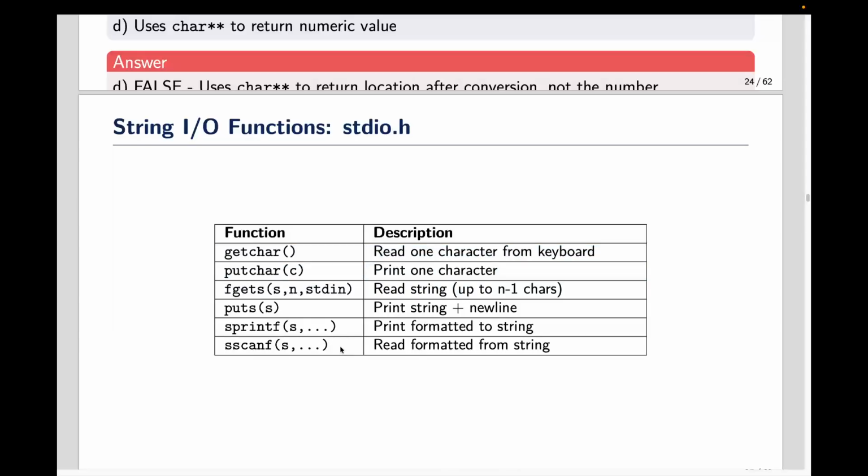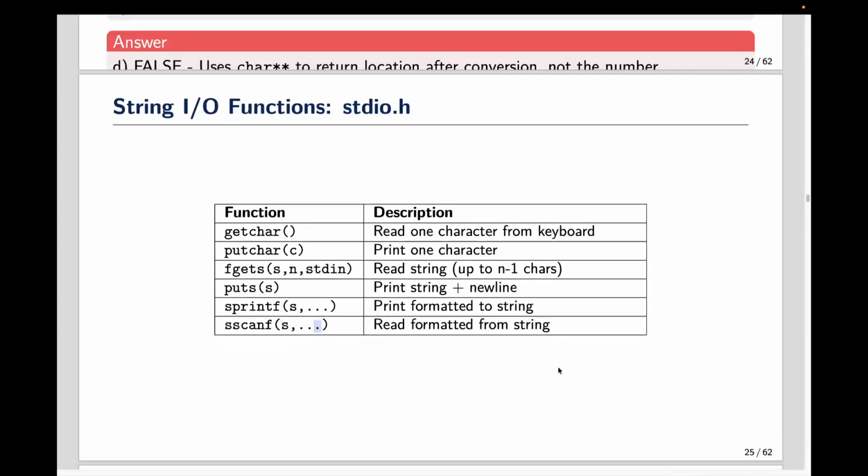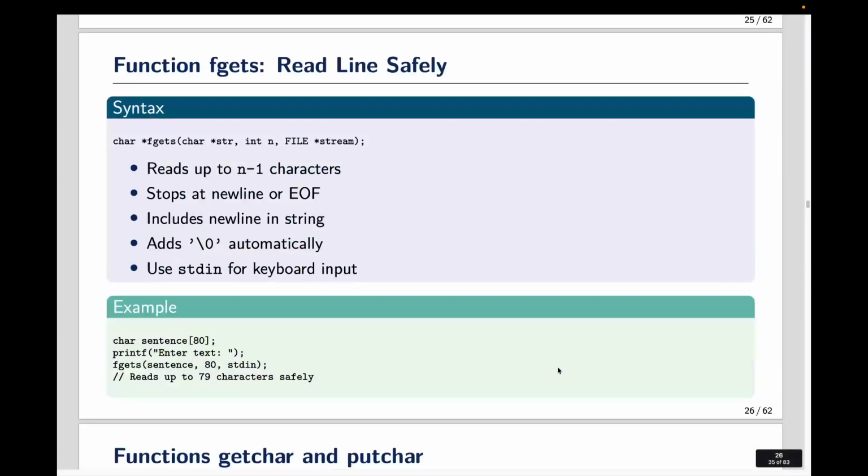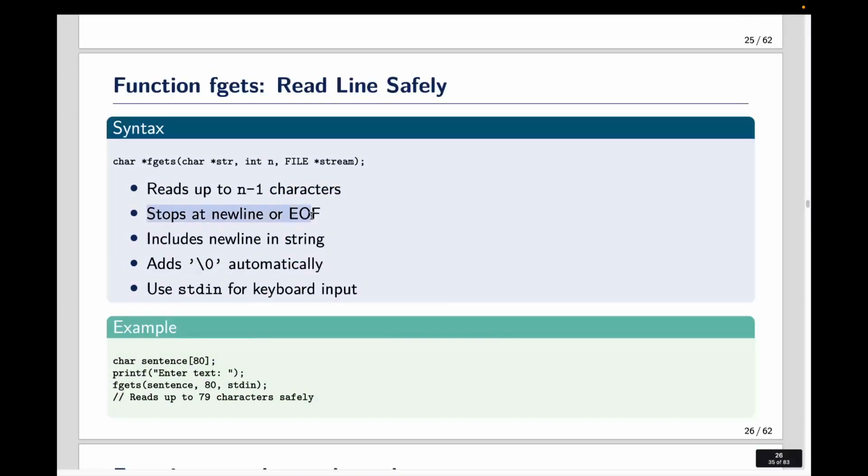Puts we have already digested. For the last two, let me go through the slides. So fgets stops at the new line or the end of file. End of file we will talk about again in chapter number 11. It includes the new line in the string and adds the null terminator automatically. It uses stdin, the file stream for keyboard input. In chapter 11, you will be adding a file name or file stream here, but at present, just fix it to stdin.